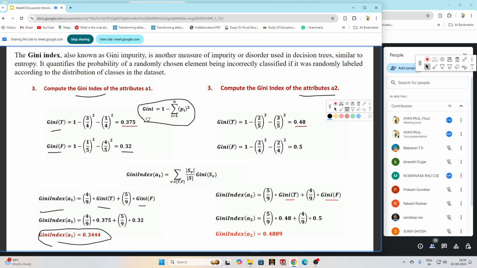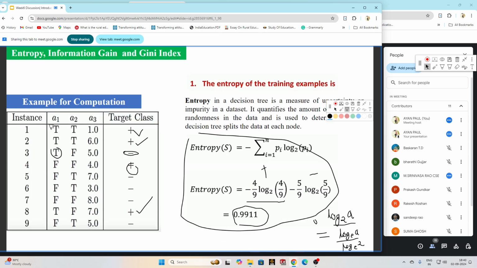Okay, so this is the formula of the Gini index: 1 minus sigma i equals 1 to n, pi squared. Now what is this i? i is the class belonging to that attribute. So i equals 1 means the first class, i equals 2 means the second class, and i equals n means the nth class in that particular attribute. Now let us see our data. This is our data, and we are particularly focusing on A1 first. For A1 we have 4 true examples and 5 false examples.